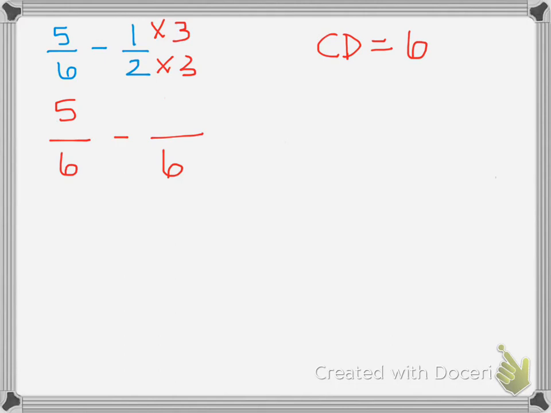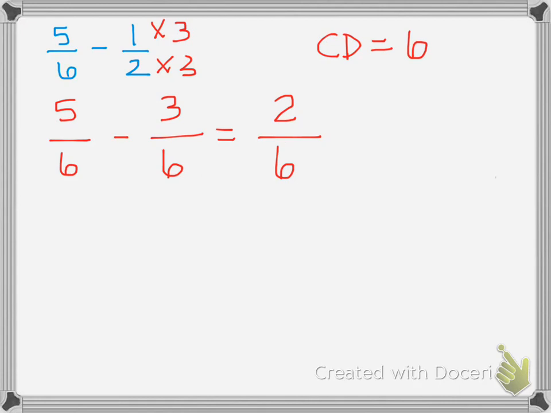So 2 times 3 gives me 6 for the denominator. 1 times 3 gives me 3 for my numerator. They now have the same denominator, so I can subtract my fractions. I again keep the same denominator, and I subtract my numerators. So 5 minus 3 gives me 2.